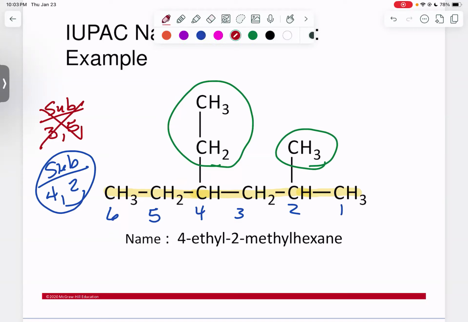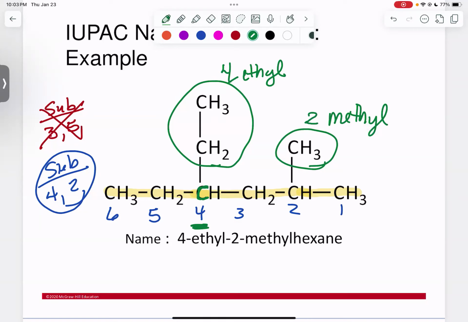Okay. So now that I have my parent chain, I've numbered my parent chain, I've identified where my substituents are, but what are my substituents? Well, a 2-carbon substituent, this would be an ethyl. And this ethyl is coming off of the parent carbon at position number 4. So this would be 4-ethyl. I also have a methyl group because there's only 1 carbon there, and it's coming off of carbon number 2.